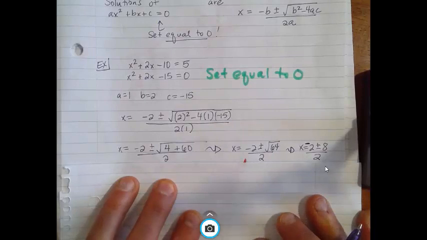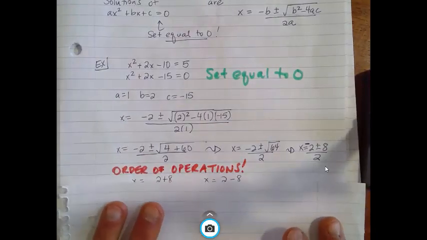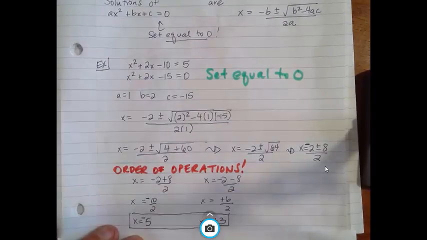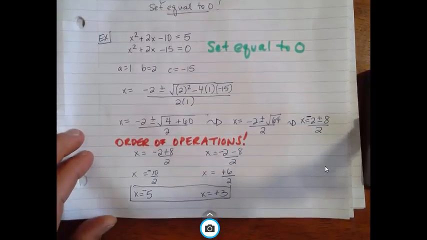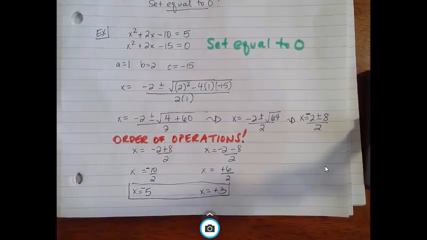So be really careful when you're doing this part. Make sure that you pay attention to the order of operations. My solutions then are x equals -5 and x equals +3.